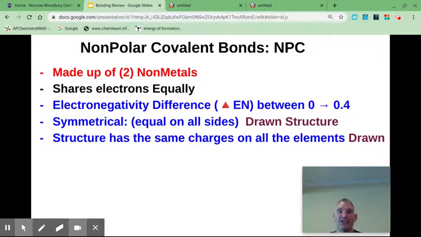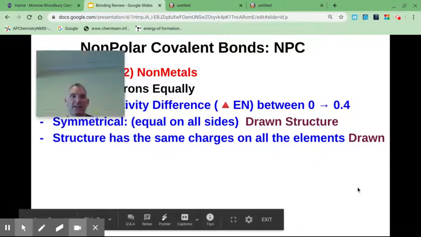But if I draw it, and I will show you pictures in these slides, if it is symmetrical, which means that it's equal on all the sides, it's nonpolar. When I draw it out, if I look at the element's charges using the periodic table, in a nonpolar covalent bond, all of the elements should have the same charge, okay? And you'll notice that in solution chemistry and bonding, the same examples always come up, which makes this a little easier to identify when we're dealing with certain questions.